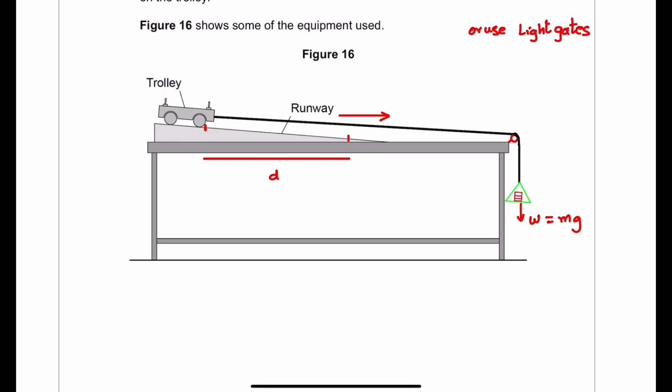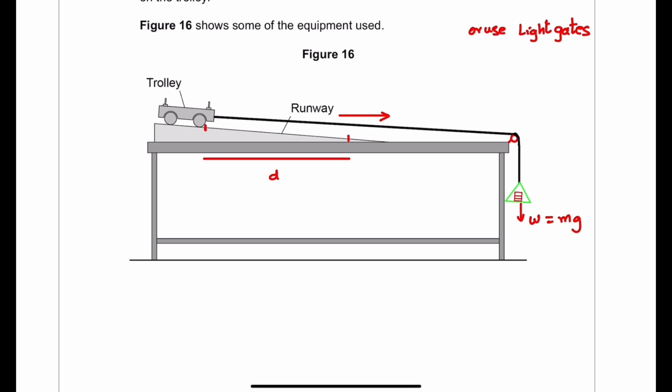The student can put a start mark for the trolley so that he can find the distance between two points to find the acceleration of the trolley. Or the student can use light gates, and with the help of the computer or the data logger, the student can find the acceleration of the trolley.